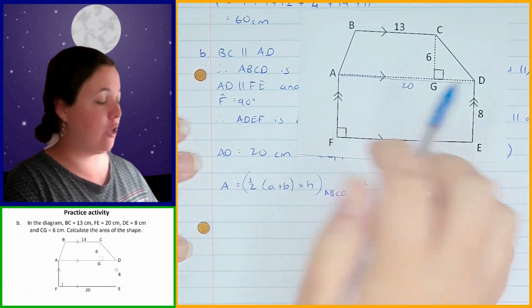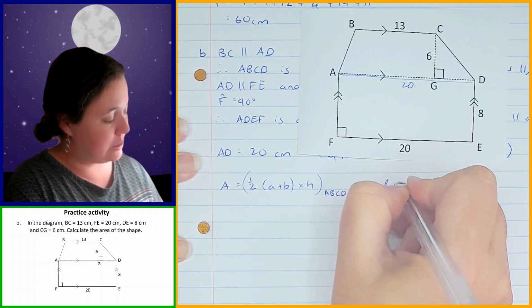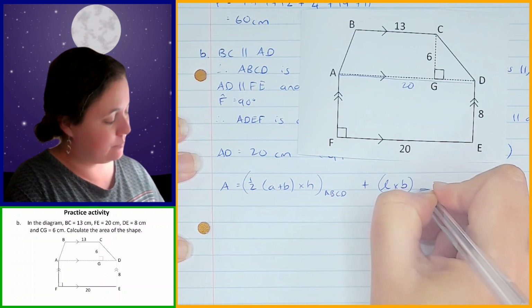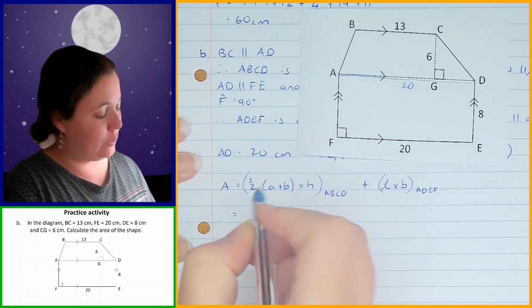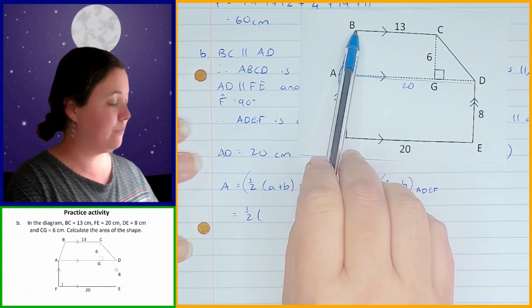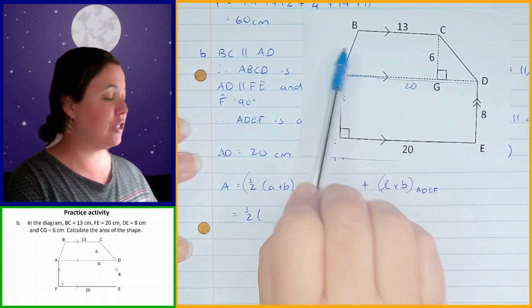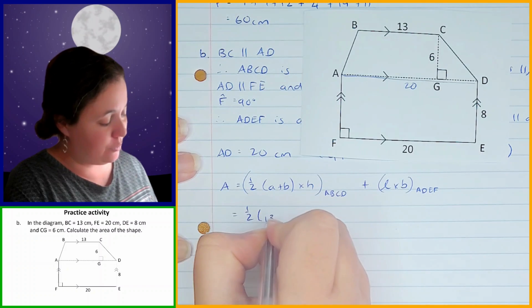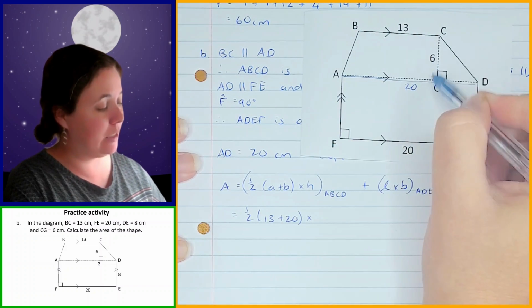Plus the area of the rectangle ADEF is length times breadth. Okay, so now let's go and fill in our values. So I've got half, and then for my trapezium, BC is 13 and AD is 20. They are the sides that are parallel, so they're the sides that I need to add. So it's going to be 13 plus 20 multiplied by my perpendicular height, which they told me was 6.